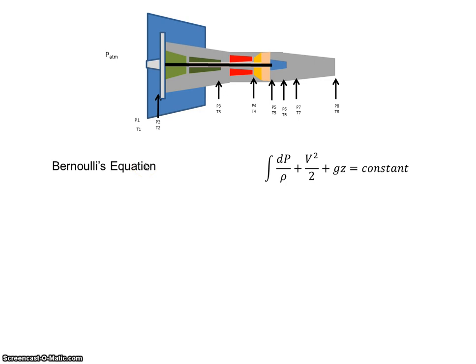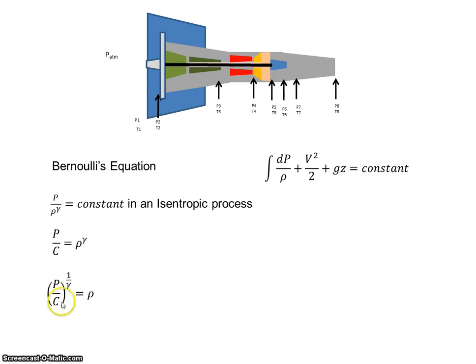Well, we're going to start off with Bernoulli's equation. That's it there. But we know that in a reversible adiabatic, or isentropic, process, the relationship pressure over density to the power gamma is a constant, C. I can rearrange that equation: pressure over the constant is equal to rho to the gamma. Taking the gamma root, we have an expression for the density. And what we're going to do is substitute that into this equation.